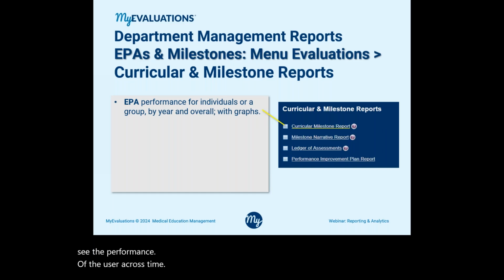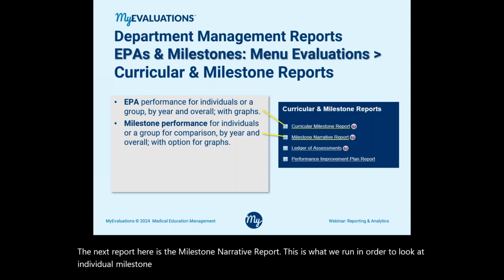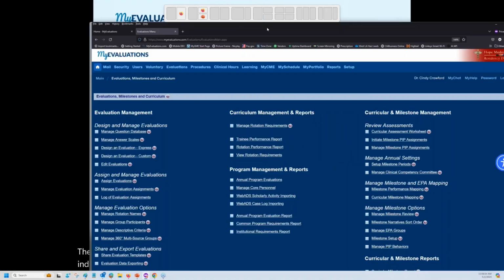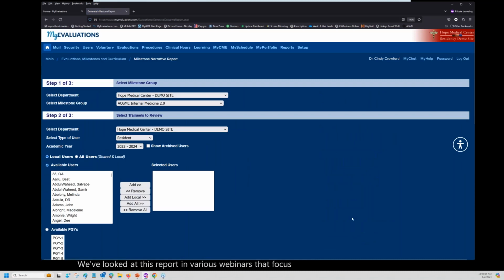The next report here is the milestone narrative report. This is what we run in order to look at individual milestone performance or to do comparison of users across milestones. Bringing that report up again, at the very bottom, we have the milestone narrative report. We've looked at this report in various webinars that focus on the milestones.